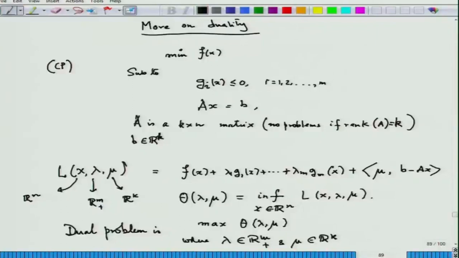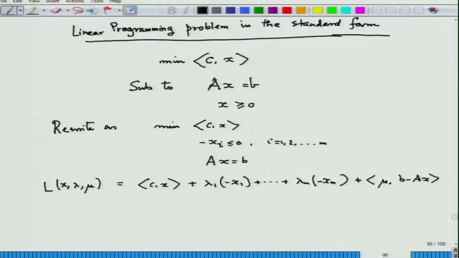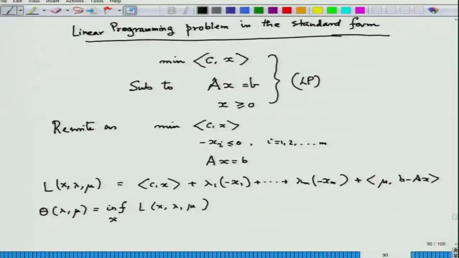So, now if I want to write down the dual problem for this standard linear programming problem, this is often called LP or LPP, linear programming problem in the standard form. Now, I want to construct this function. In the context of a linear programming problem, what would be theta, lambda, mu? Does it have a specific form? That is the thing that we would like to figure out. Now, let us look at it very carefully and see what is therein.